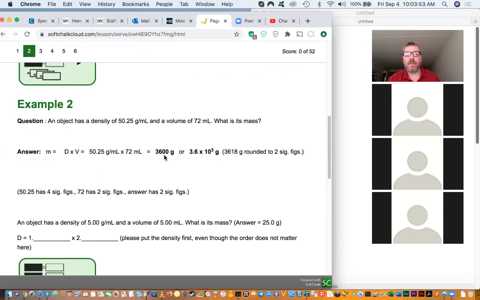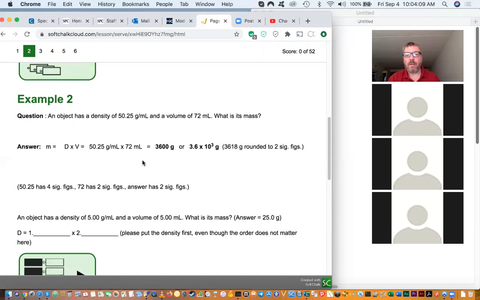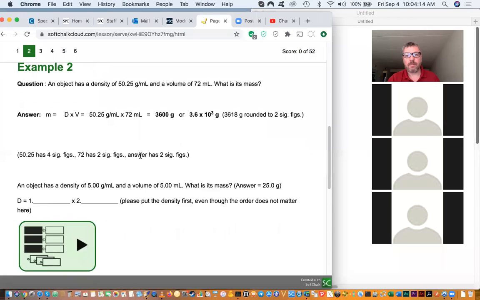Now those zeros aren't significant, but they need to be there in order to show us the size of that number. The other way of expressing it would be 3.6 times 10 to the 3 grams. But that's how we'd end up getting the 2 significant figures out of that. Any questions? Okay.